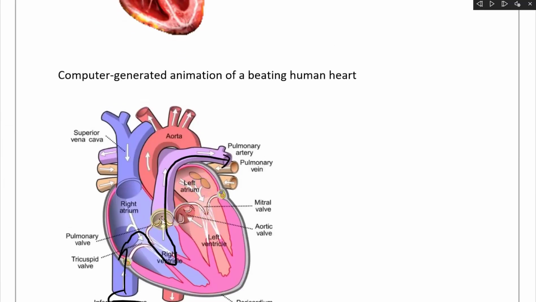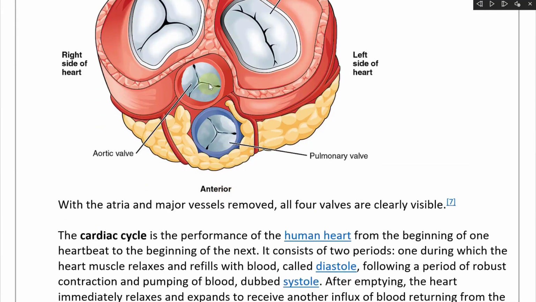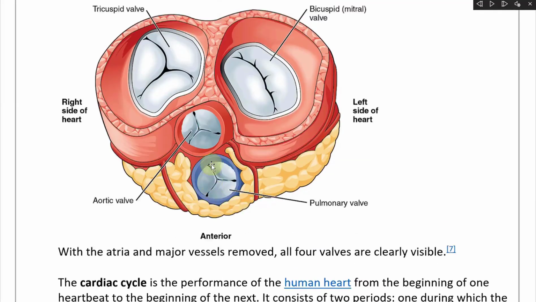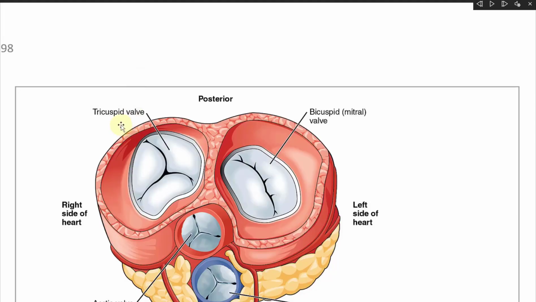So split up, these two are next to each other. This is pulmonary. No, this is the aortic valve. That's the pulmonary valve. Let's erase this, and let's go back here. Yeah, so there's the pulmonary valve, which pushes it out to the lungs through the pulmonary artery. And there's an aortic valve, which pushes it to the body. And there's the tricuspid.